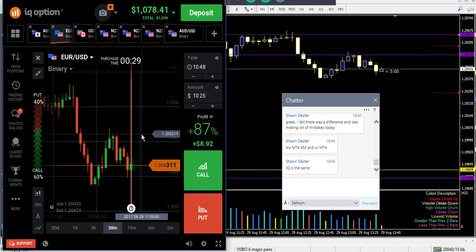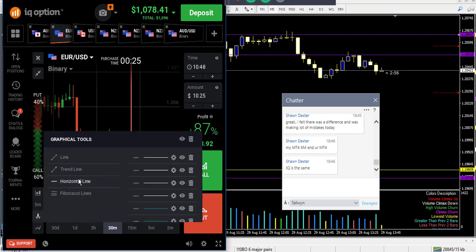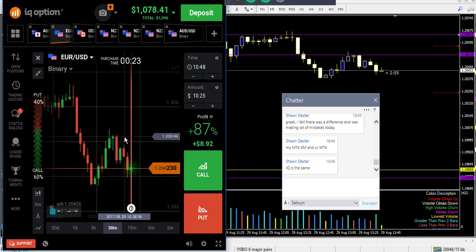Place it so I know. Oh yeah, sorry, there is a difference. It's a little one, but there is one. So 5167. No, 5114, right? No, it's the same. 205.17, 205.18. So no, it's the same. IQ and MT4 on a zero spread account with XM, it's the same SR. That's what I said.